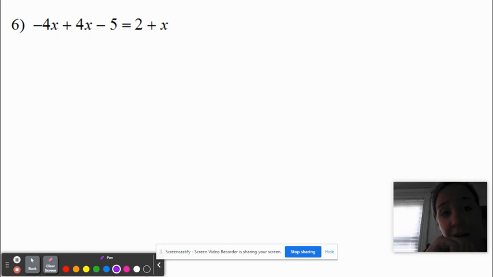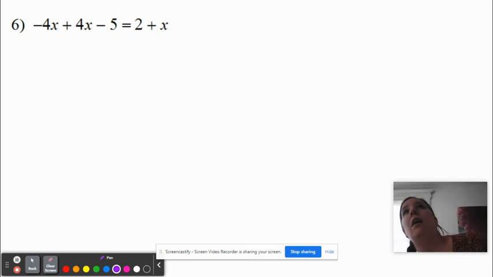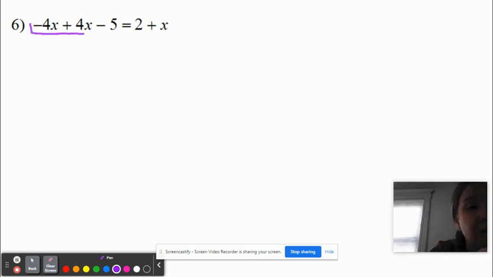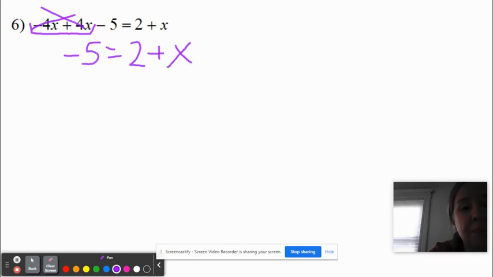All right, so here we do have to combine some like terms, right? I've got 2 variable terms on the left. I've got negative 4x plus 4x. Oh, negative 4 plus 4 is nothing. That worked out. So we've got this negative 5 equals 2 plus x. And instead of moving that x to the left and then moving everything, I could just get rid of this 2 and call it a day.